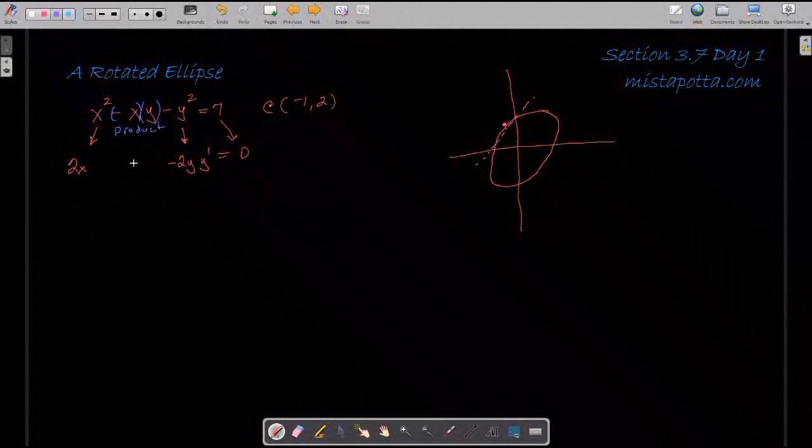So using the product rule, I'm going to have the first term times the derivative of the second plus the second term times the derivative of the first. And so what I end up with is 2x minus xy prime minus y minus 2y y prime equals 0.